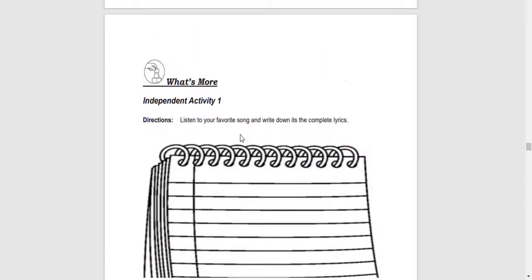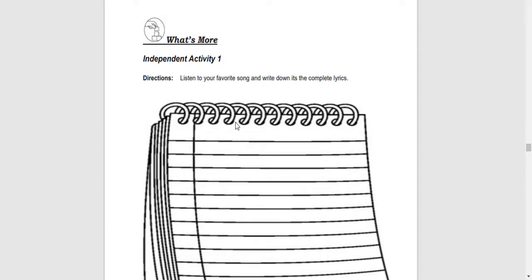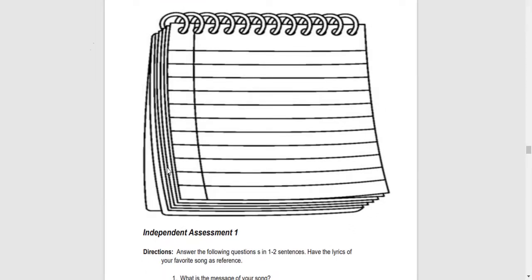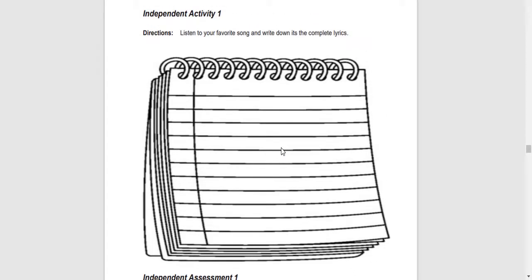In independent activity 1, very easy. All you need to do is to listen to your favorite song and take note or write on your paper the lyrics of that favorite song. Preferably a song in English. Much better.